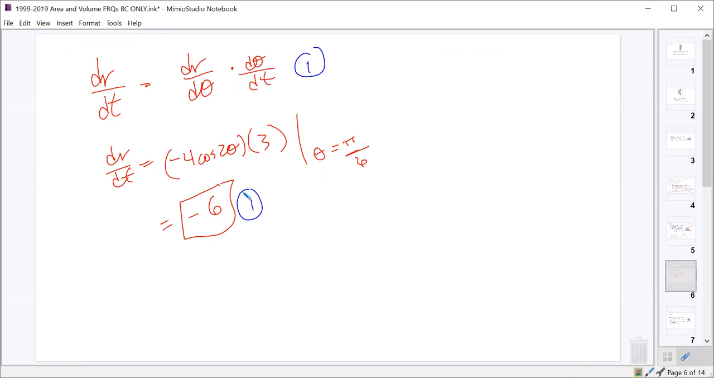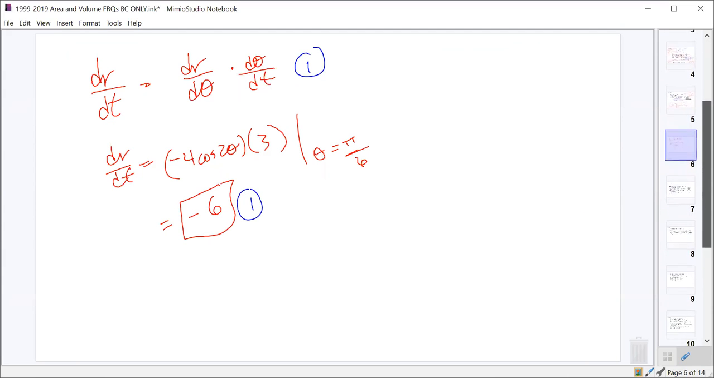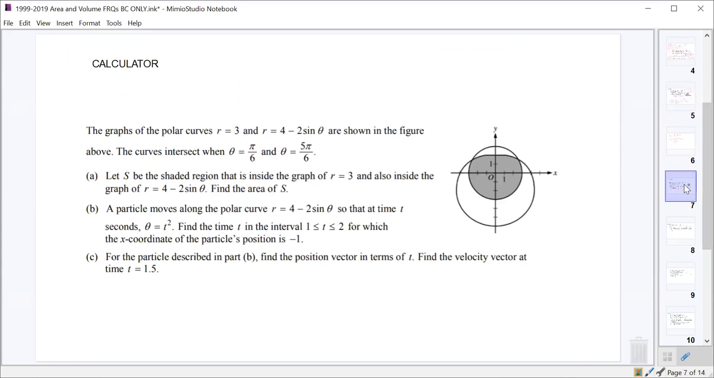We're feeling a little better about the area and volume, especially with the polar ones now. I know it's been a while since we've done some. Has this been helpful, doing these ones? Yeah, hopefully. Yep. Oh, good.